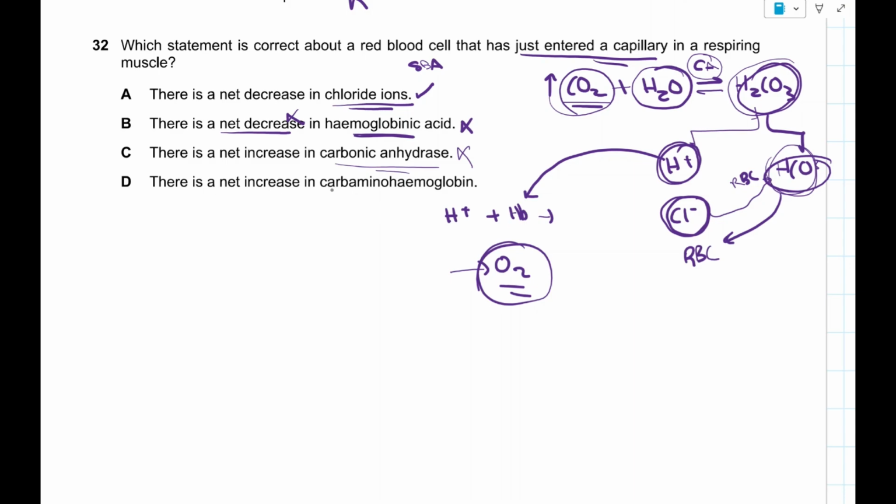D. There's a net increase in carbaminohemoglobin. This is correct because, as we said, this is the first process. When carbon dioxide combines with hemoglobin, this is called carbaminohemoglobin. Therefore, this is an even better answer than the first one. Because, as I said, for a net decrease in chloride ions to happen, it must take a while. However, carbaminohemoglobin instantly forms when carbon dioxide, which is a lot in this case, combines with hemoglobin. Therefore, this is correct, and the answer is going to be D.